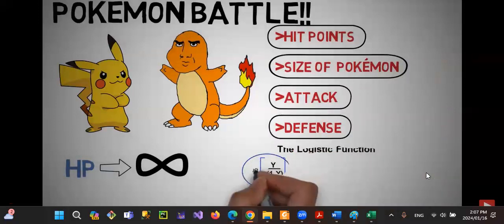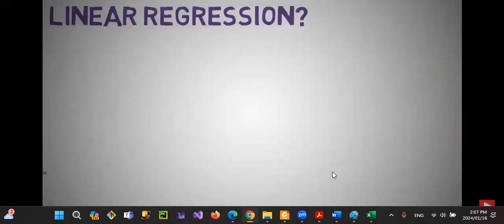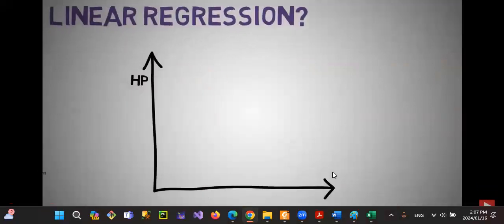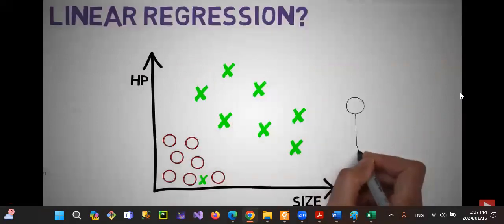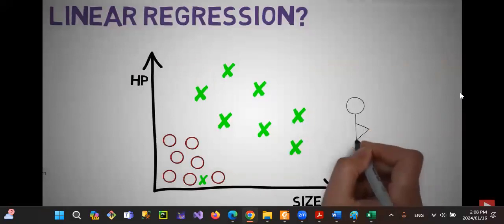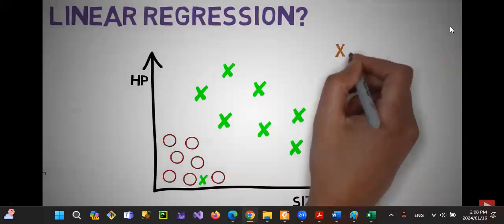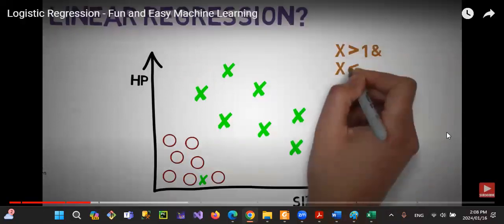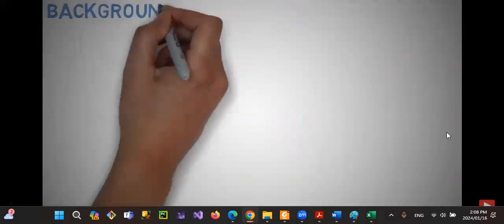So we can represent this using the equation below, where X is your features, and we also denote theta as your coefficients. Now, if we just take two features such as hit points versus size of a Pokemon, we can use an algorithm such as linear regression and threshold the output. But what if we had an anomaly where the size of Pokemon wins, even though it has low hit points and is small in size? This would lead to misclassification. Also, another problem with linear regression is that it gives values larger than 1 and less than 0. And this is where logistic regression comes in.